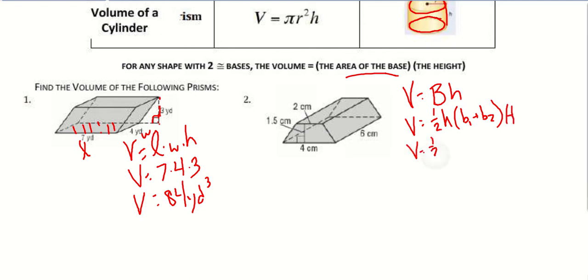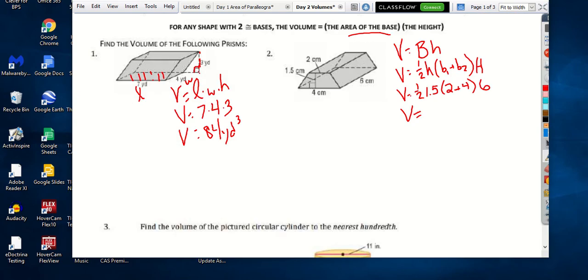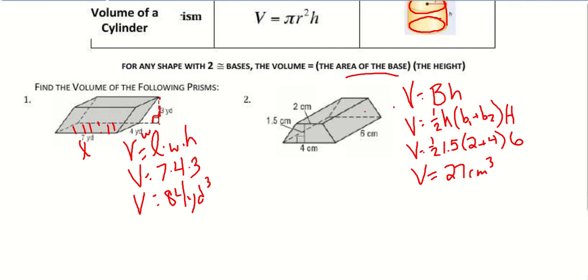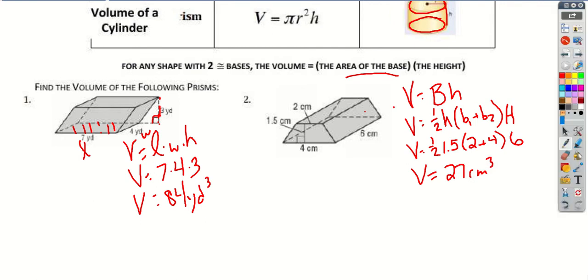So here it's 1/2 times 1.5 times the sum of 2 plus 4, and then times 6. And so we would want to bust out a little calculator action for this one if you needed to. We can just type this right in for ourselves. Let's pause for a second. And so this is going to end up equaling 27 centimeters cubed. And then you're just going to keep going from there.